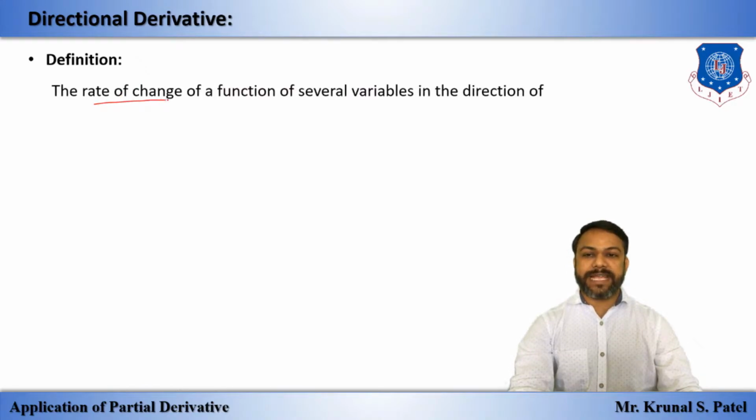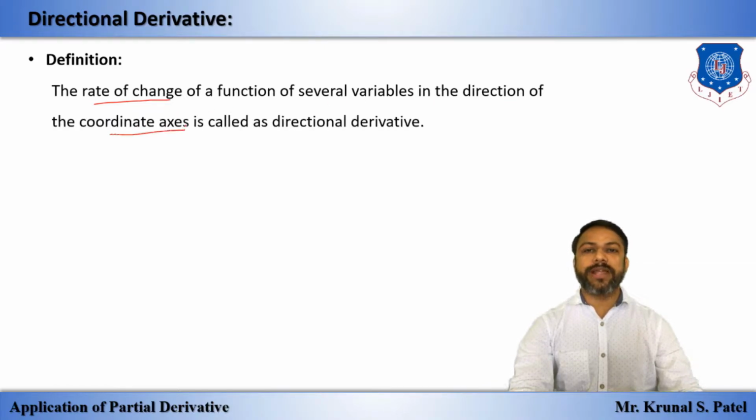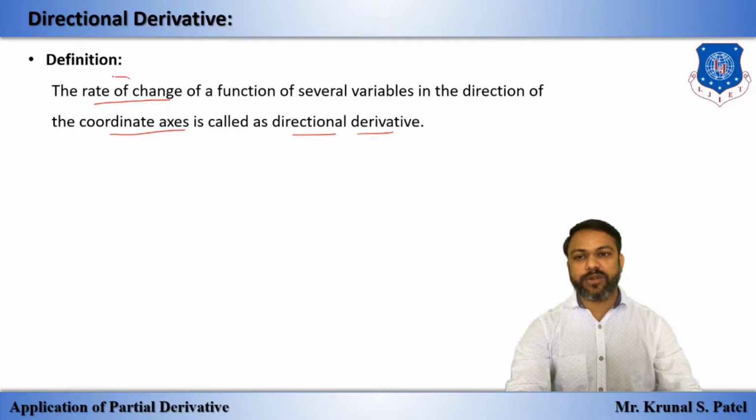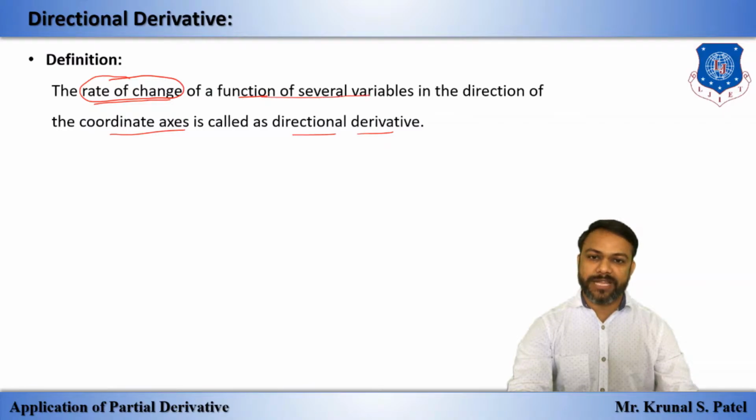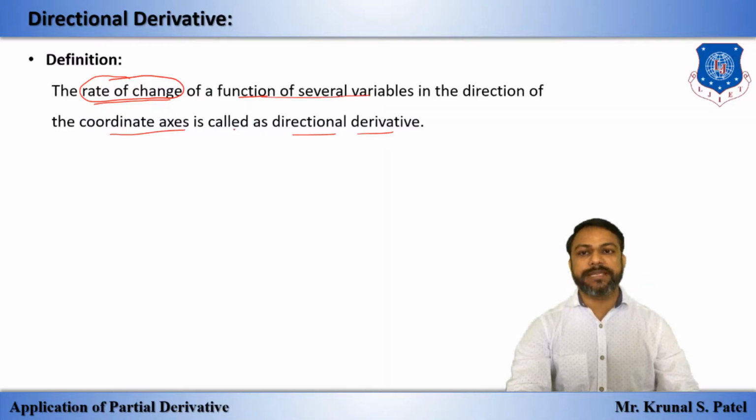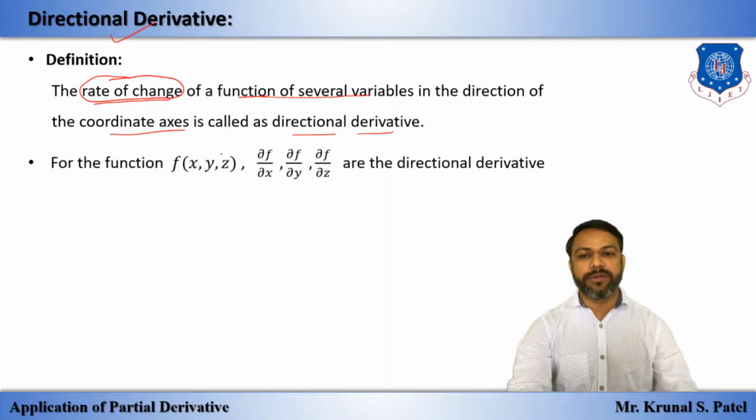The rate of change of a function of several variables in the direction of coordinate axis is called directional derivative. That means the derivative is that, but in the direction of coordinate axis. Coordinate axis, that means x-axis, y-axis and z-axis are called coordinate axis. So rate of change, that means derivative. Rate of change of any function with several variables in the direction of coordinate axis is called directional derivative.